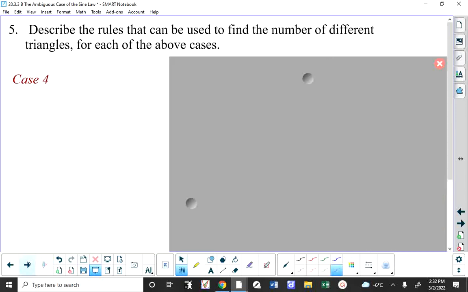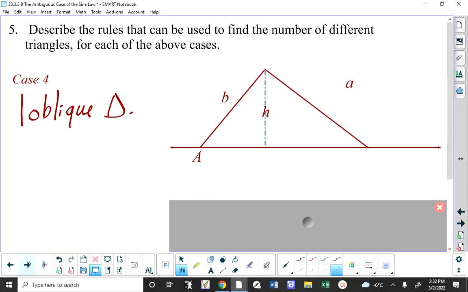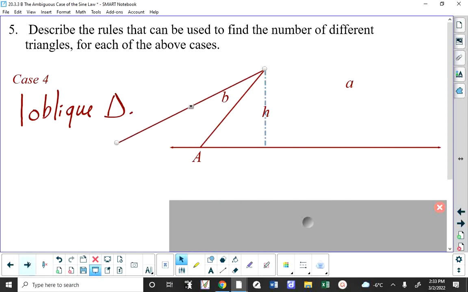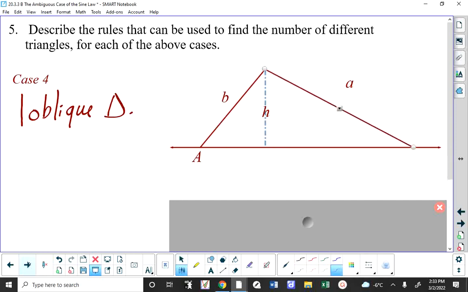And then case 4, this would be one oblique triangle. I think most people would agree with what somebody had said, that A has to be bigger than B. Does that make sense? Visually, if A is bigger than B, then you're going to get a triangle here, but if you swing this around to the other side, you don't get a triangle that includes that angle A. But technically, saying A has to be bigger than B is not correct.